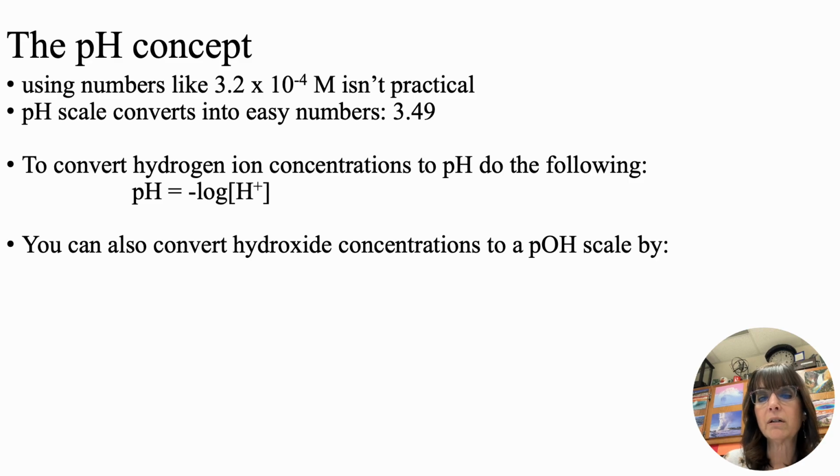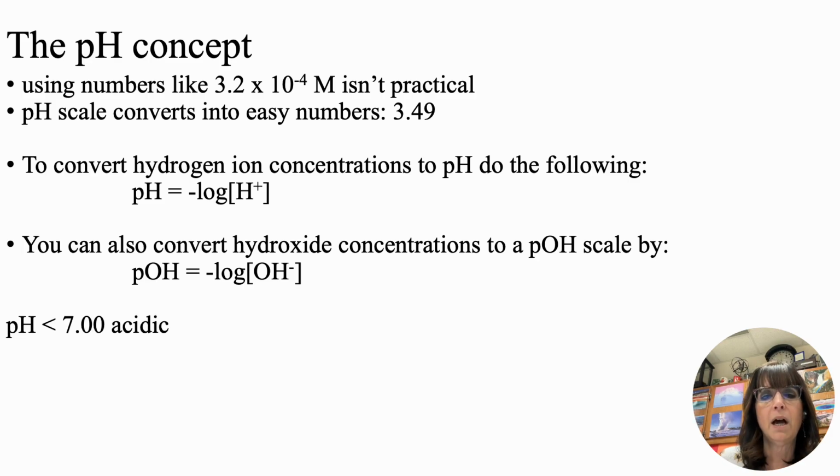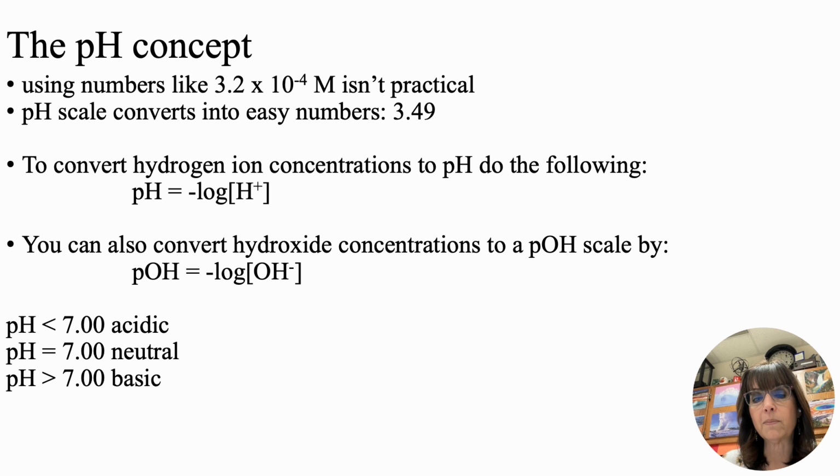We can also convert hydroxide concentration by using pOH equals negative log of OH negative. I mean, basically the same equations, right, you guys? Again, if the pH comes out below 7, it's acidic. If it is 7, it's neutral. If it's greater than 7, it's basic.